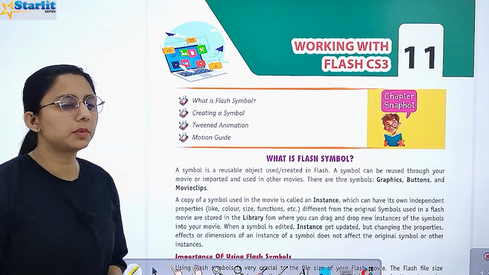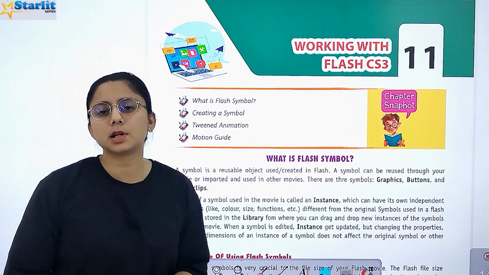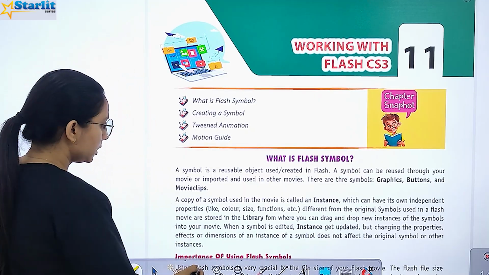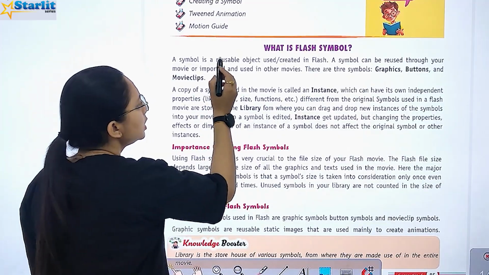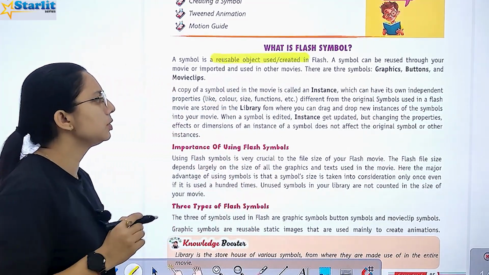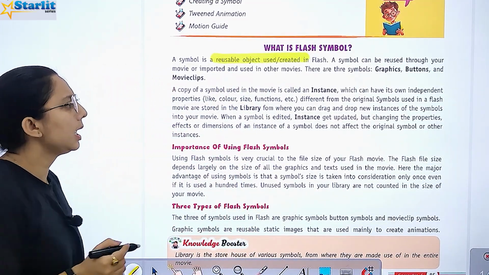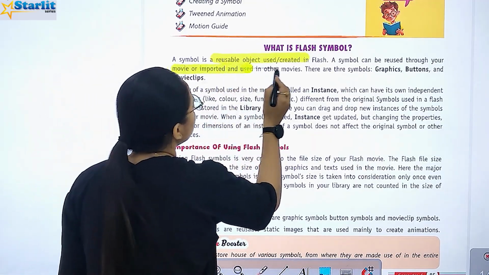Today let's start with chapter number 11, working with Flash symbols. So what is a Flash symbol? A symbol is a reusable object. Symbol क्या होता है? एक reusable object होता है which is used and created in Flash. It can be reused through the movie or imported and used in another movie.